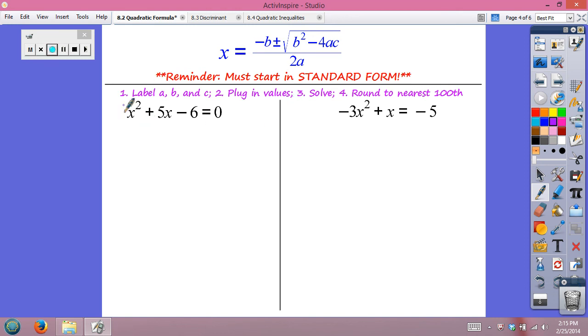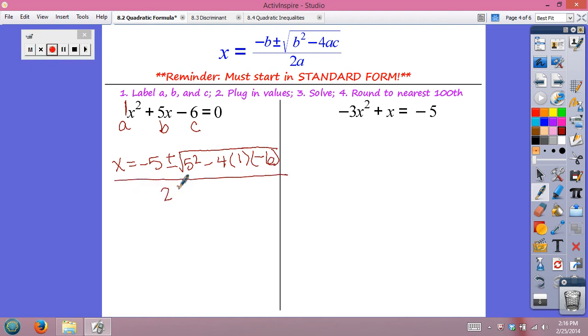So we notice that in our first example here, we are in fact in standard form. The next thing we'd like to do is label our A, B, and C points. So we have A here, which we know if there isn't anything is just a 1, B, and C. Then we will plug in the values to our equation. X equals negative B, which is 5, plus or minus the square root. B squared is 5 squared, minus 4ac, a is just 1, c is negative 6, all over 2a. Again, our a is just 1, but we're going to put it in there just so that we remember.